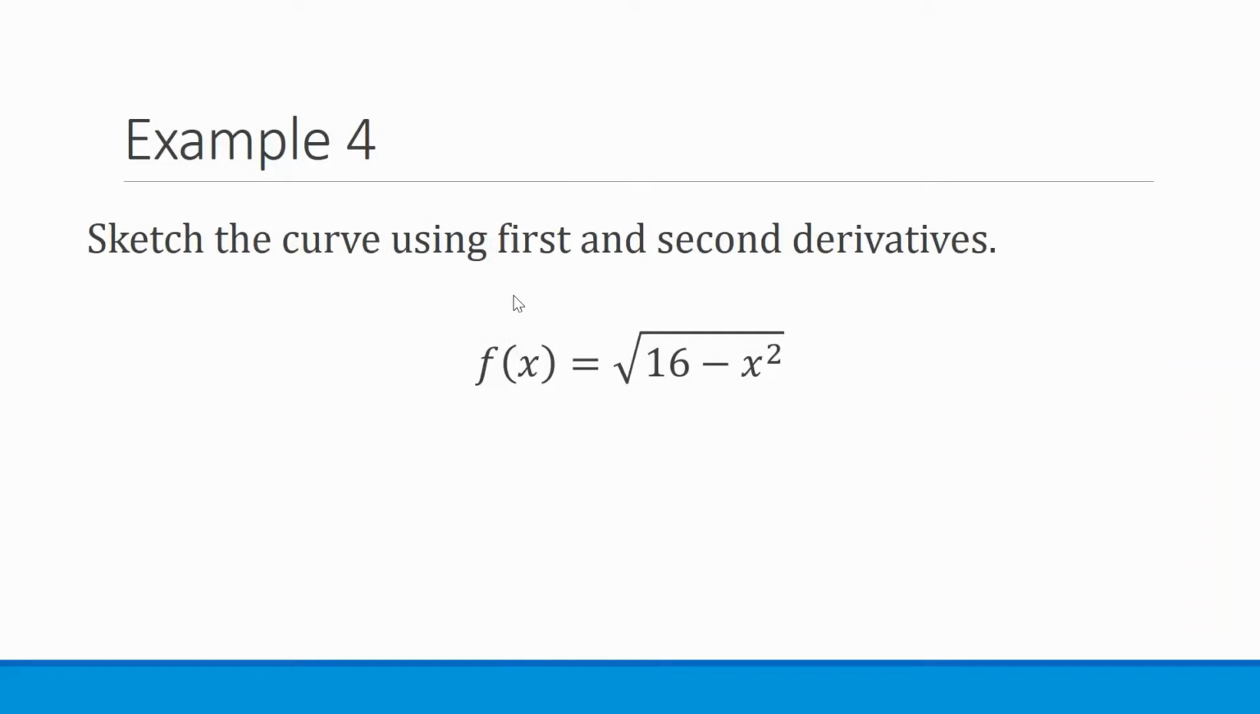Let's look at another example. In this example, we're going to use curve sketching to sketch this curve using the first and second derivatives. The function is square root of 16 minus x squared. Let's sketch the curve in the way we've dealt with this so far.